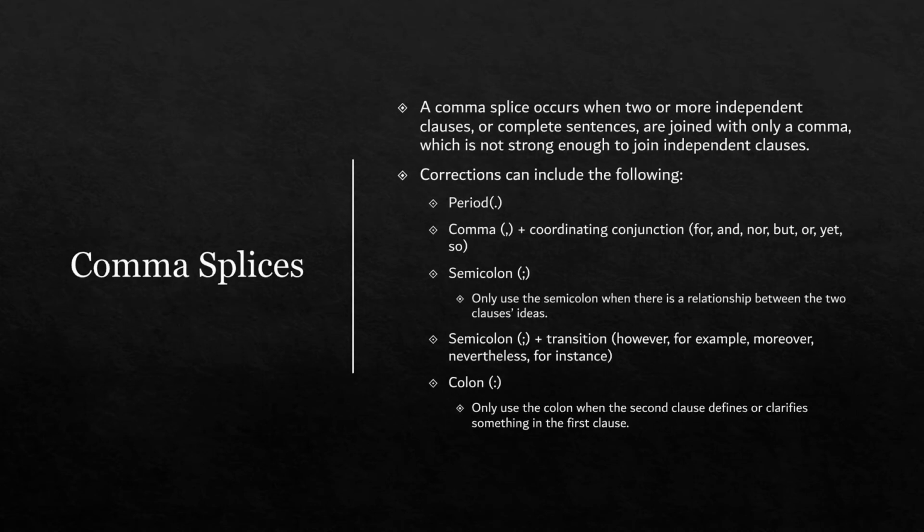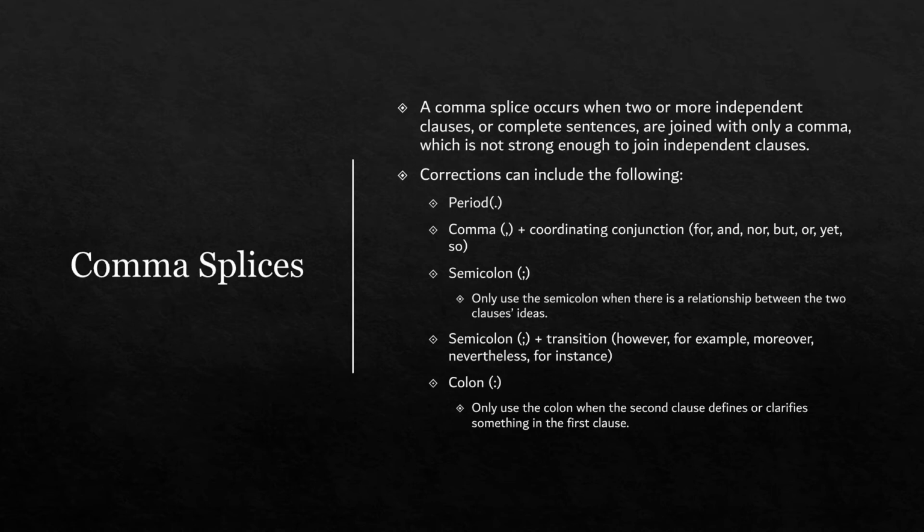Comma splices are very similar to run-ons. In fact, there is only one thing that differentiates them: the comma. A comma is not strong enough to join two independent clauses by itself. It needs some help, or it needs to be replaced by a stronger punctuation mark. The corrections, likewise, are similar to how to correct a run-on. The simplest corrections involve either replacing the comma with a period or adding a coordinating conjunction after the comma.